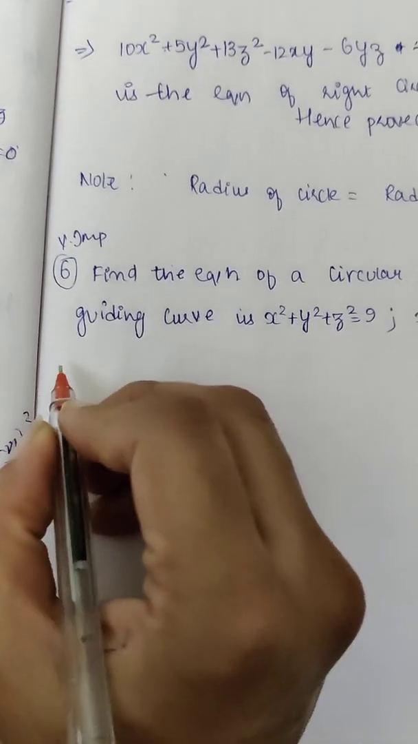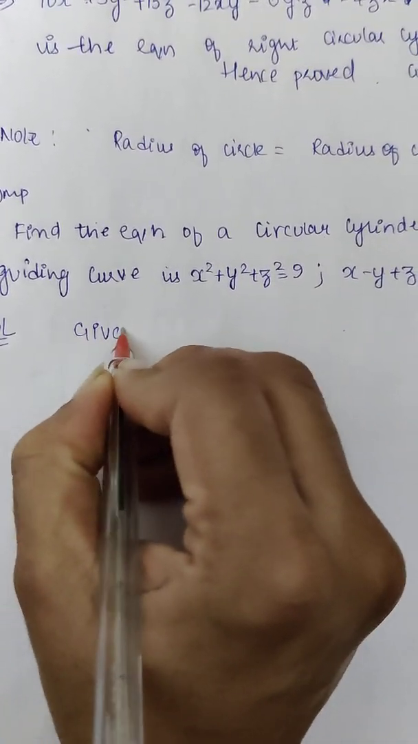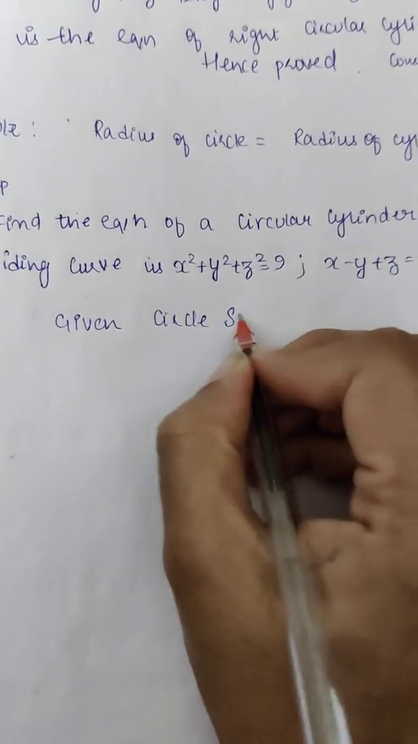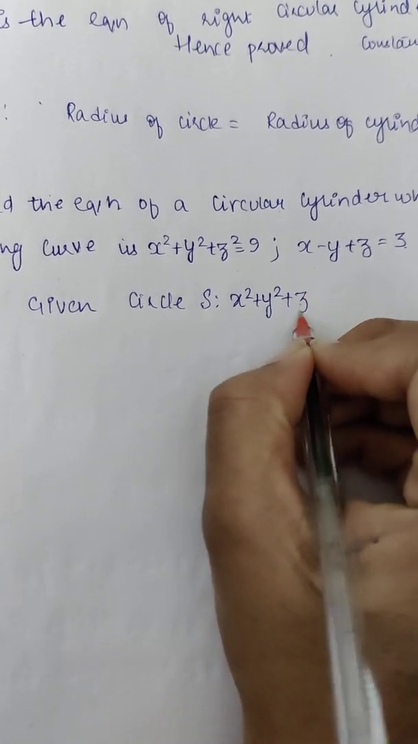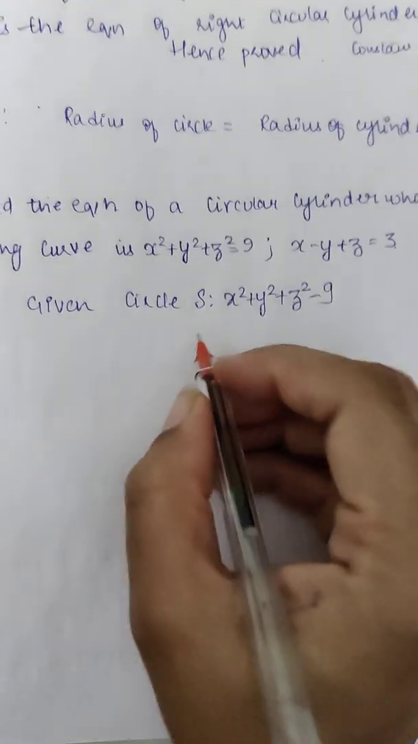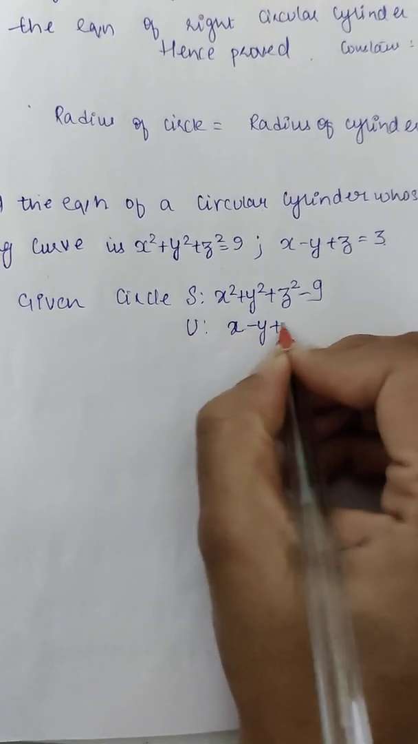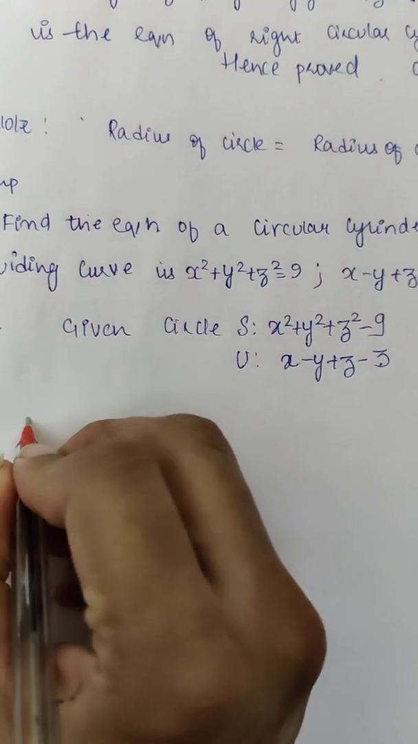I will write down, given under the solution, given circle. So circle constitutes of a sphere and a plane, minus 3.